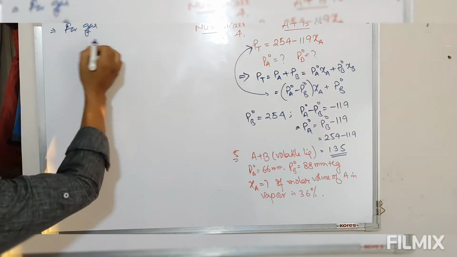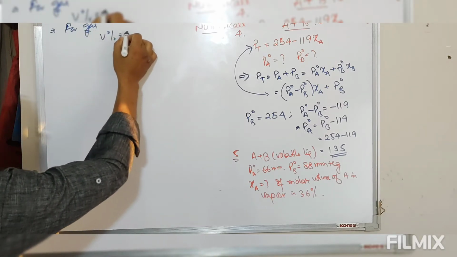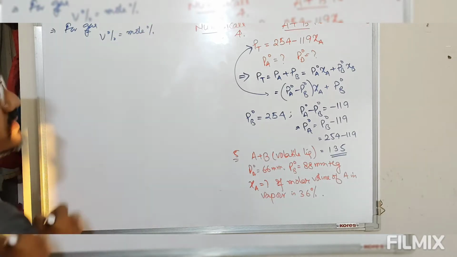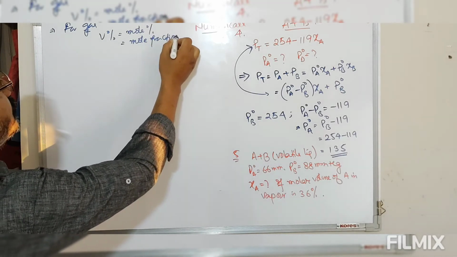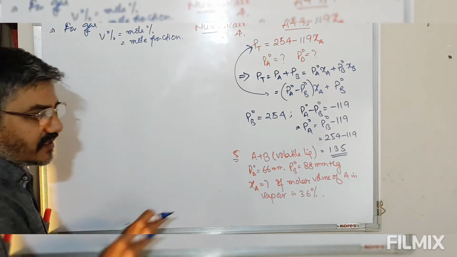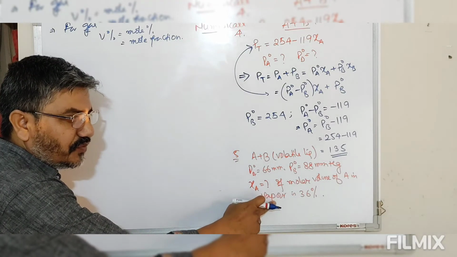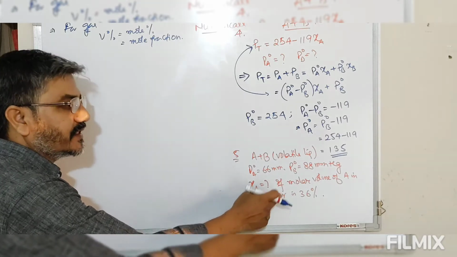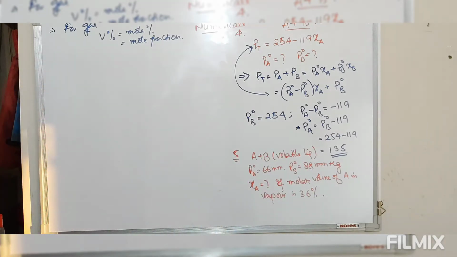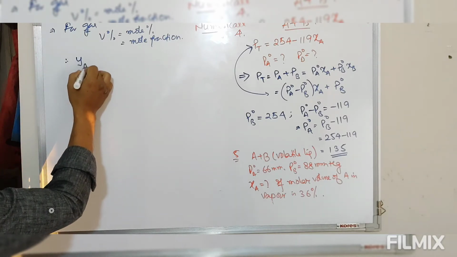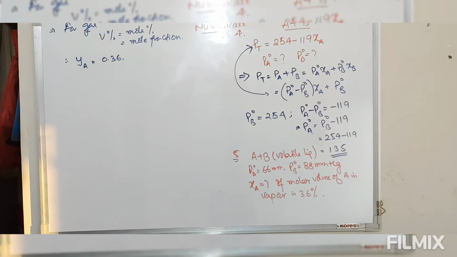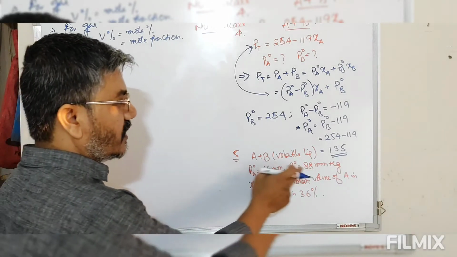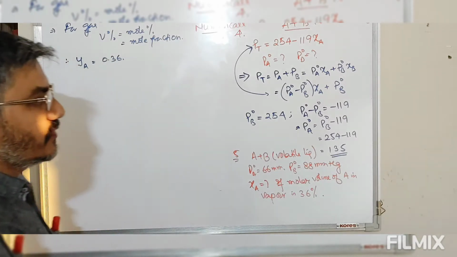For a gas, volume percentage is equal to mole percentage. So mole percentage is nothing but the mole fraction. Since volume percentage is given, the question is indirectly saying that the mole fraction of A in the vapor phase is 36%. So therefore the mole fraction of A in the vapor is 0.36. Now PA0 and PB0 are given. We have to find the mole fraction of A.